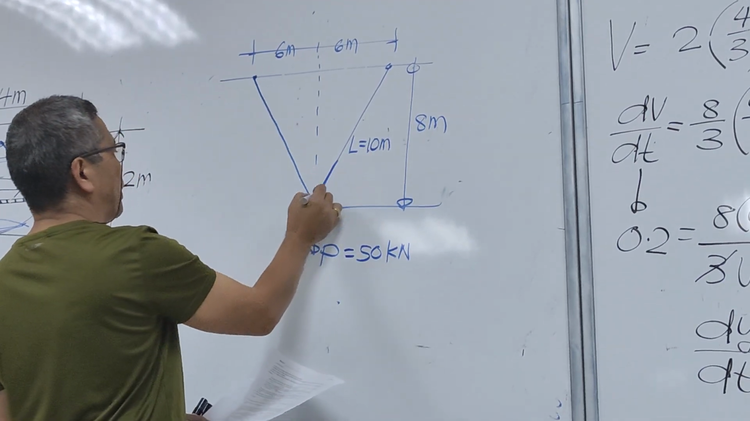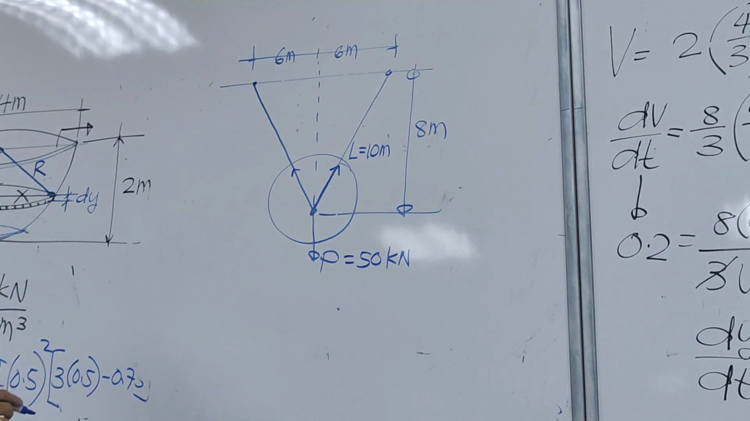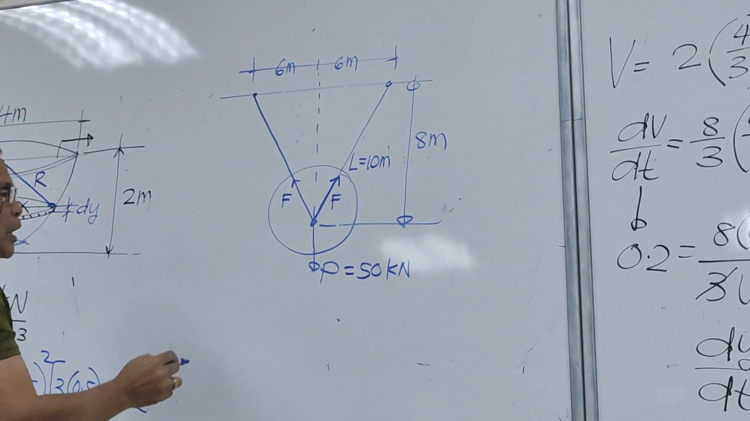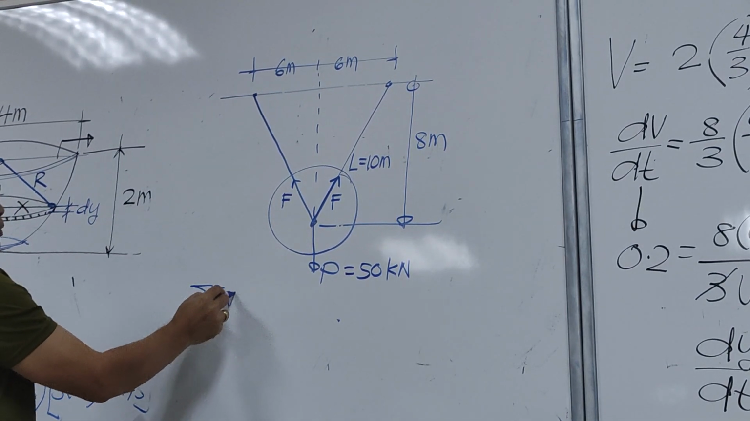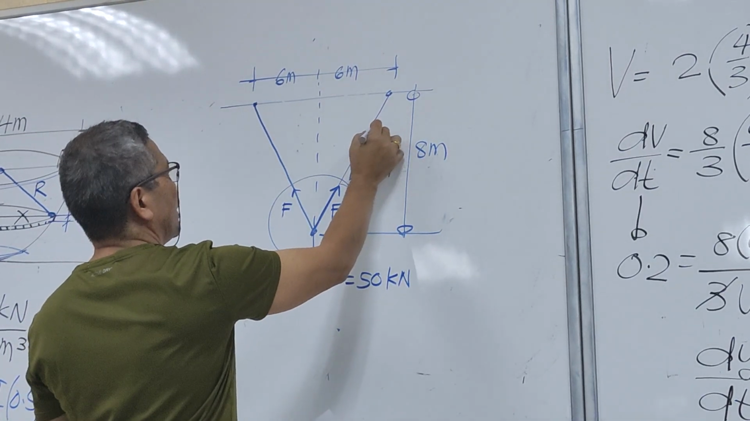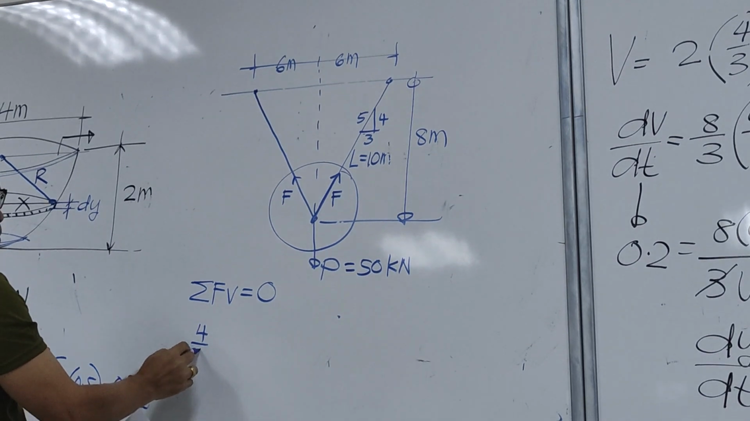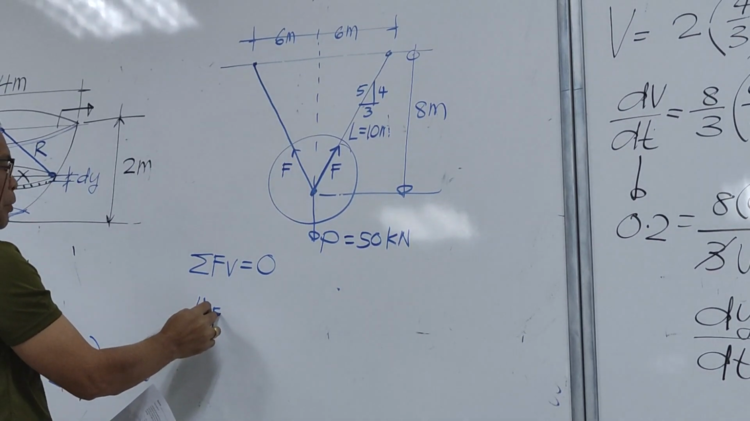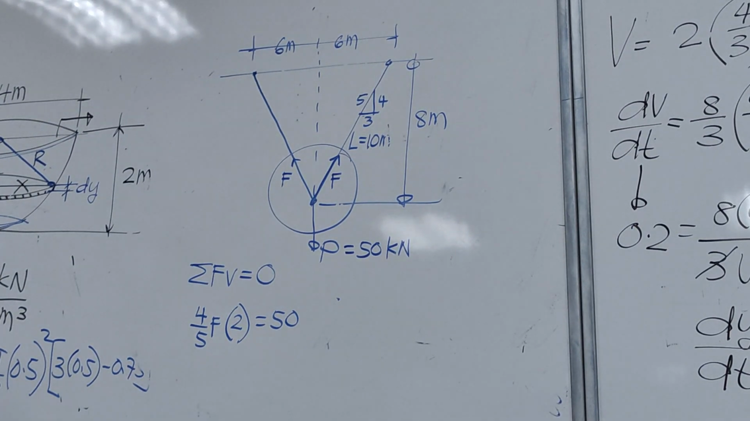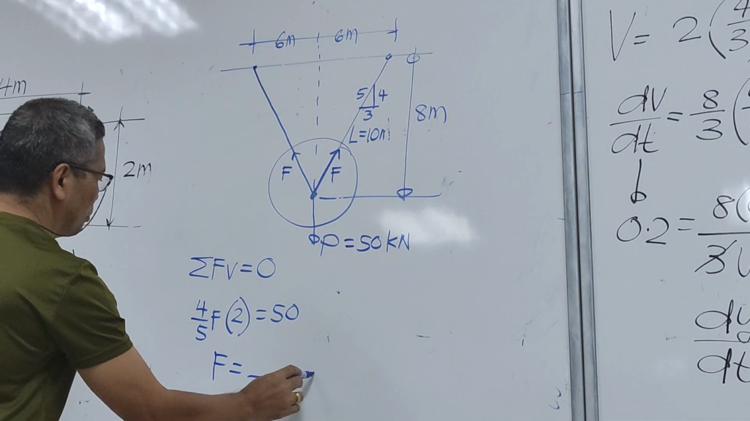For the force experienced by the two rods, draw the free body diagram of the joint. And this is now the force F. Also F. If you sum up forces along the vertical equating to 0, the slope of this is 4, 3, and this is 5. So 4 over 5 of F. There are 2 of them that will balance the 50. Therefore, the value of F is now solved.